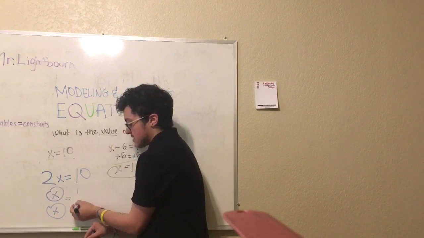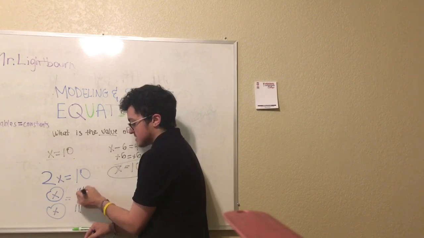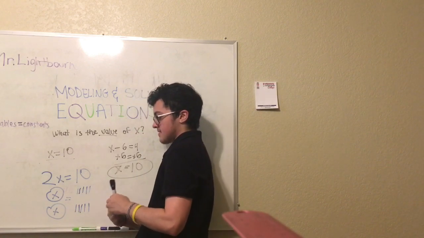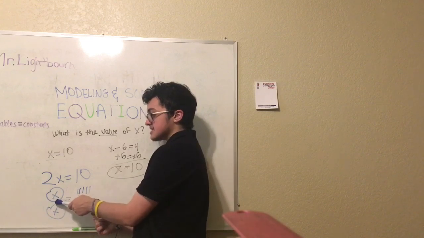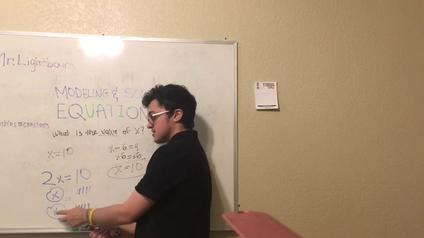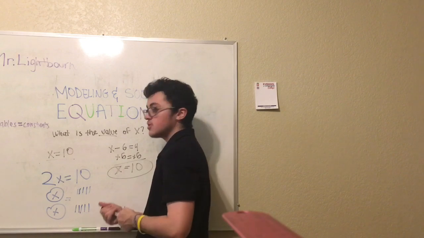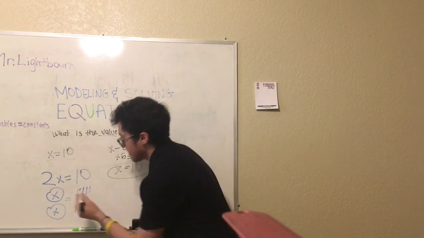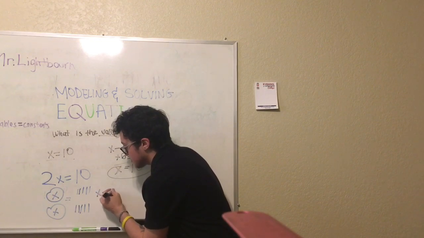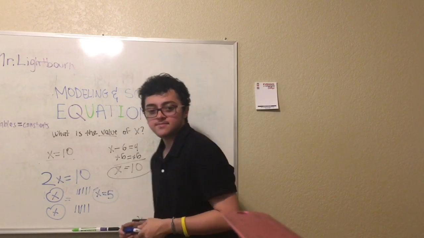Let's see. 1, 2, 3, 4, 5, 6, 7, 8, 9, 10. How many does this x have? 1, 2, 3, 4, 5. And this one? 1, 2, 3, 4, 5. Which means what? 1x equals 5. And you'll see that when we work in this game.